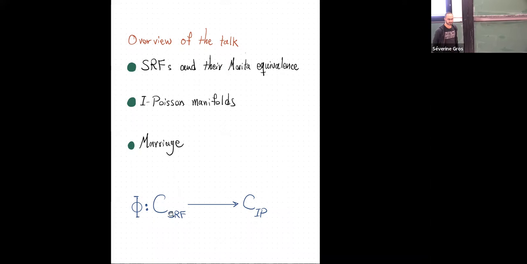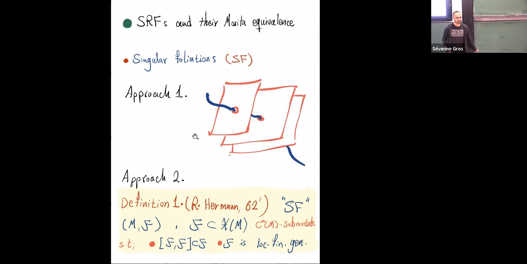Okay, so let's start with singular foliations. There are two approaches to define them. The first one, which is more geometric, only requires a decomposition of the manifold into submanifolds called leaves, which can have different dimensions, and that's why we call them singular. But it can be good for some reasons, but has some disadvantages. For example, one cannot define the holonomy groupoid for singular foliations defined like this.